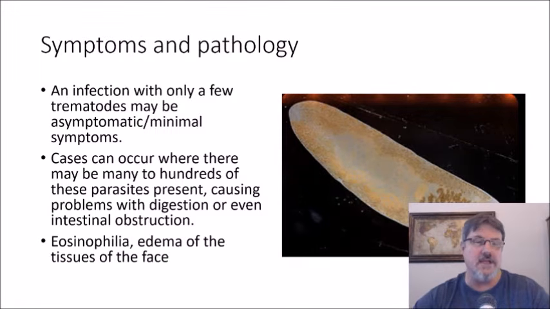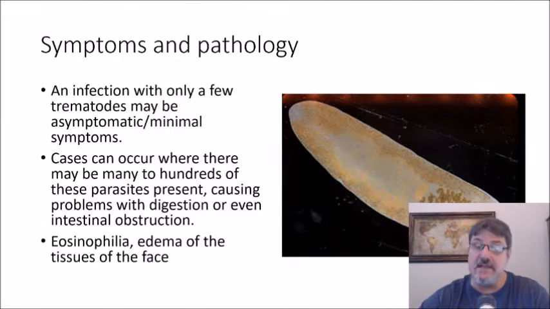Symptoms and pathology. An infection with only a few trematodes may be asymptomatic or have very few symptoms. Cases can occur where there may be hundreds of these parasites present, causing problems with digestion or even intestinal obstruction. Some other symptoms include eosinophilia, edema of the tissues of the face. And here is an adult Fasciolopsis buski.